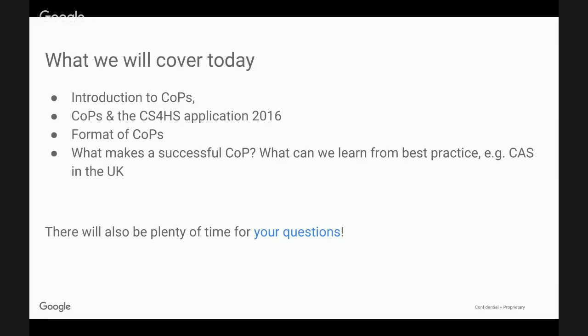I want to talk specifically about what we're looking for in our Computer Science for High School application form in relation to communities of practice and the questions that you'll be asked to answer. And then I'm going to throw open some questions to our experienced panelists and let them tell you about the different formats of communities of practice they've come across, what they regard as successful communities of practice, and what are the things that we can learn from best practice. For example, the work of the Computing at School movement in the UK.